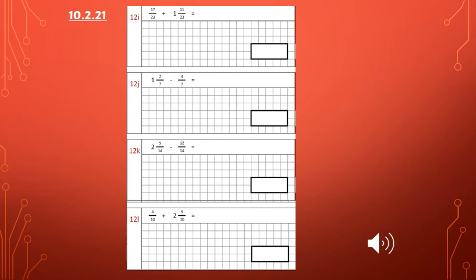Today's starter is looking at adding and subtracting fractions again. So have a go at these questions, mark your answers and make any corrections.